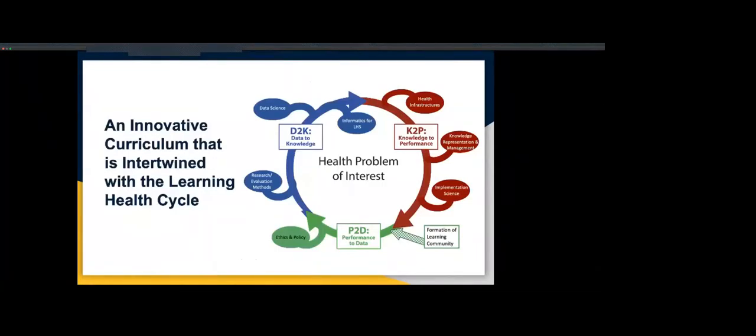And as the HILS curriculum is designed to address those challenges, an innovative curriculum that is actually intertwined with the learning health cycle is absolutely critical. So if you think back to the slides that Emily and Chuck presented that detail the learning health cycle, as you could see here, we took that cycle and we developed courses that correspond with each segment. So we offer courses in research and evaluation, data science, informatics, health infrastructures, implementation science, and other ones as well. And when the courses come together, students walk away with training in the entire learning health cycle. And we feel that this really places our graduates in a very desirable position to be able to affect health systems change.